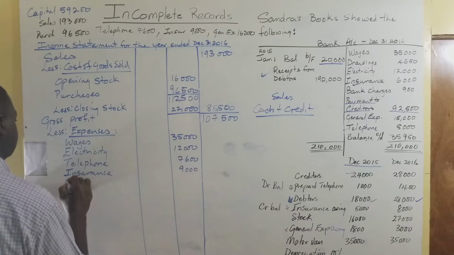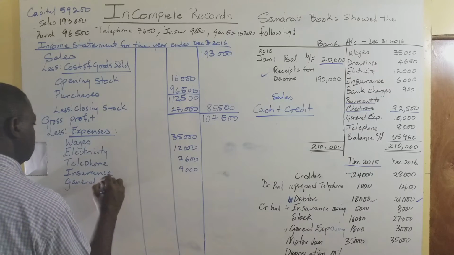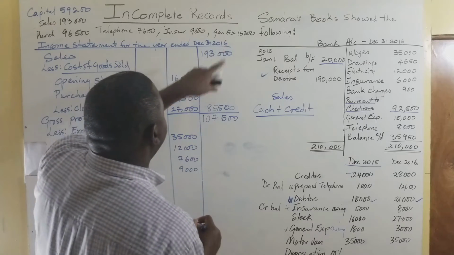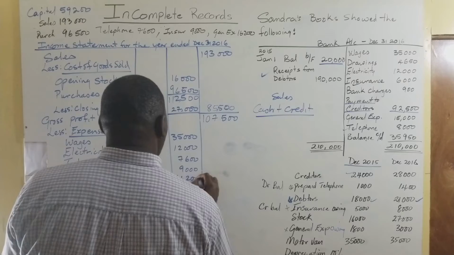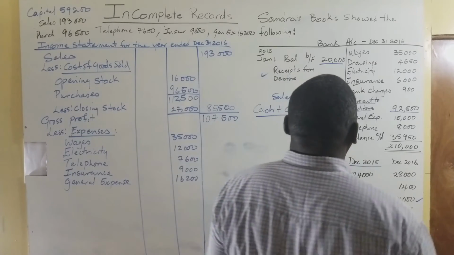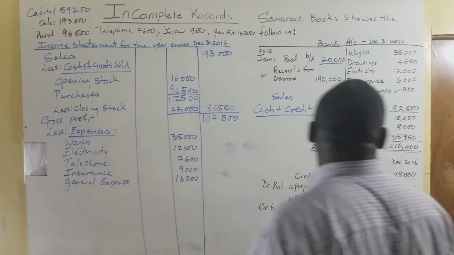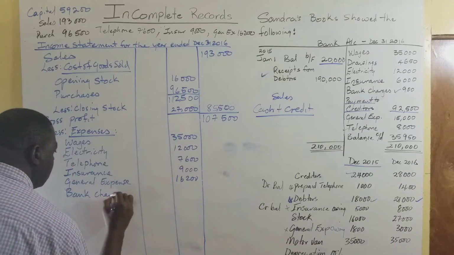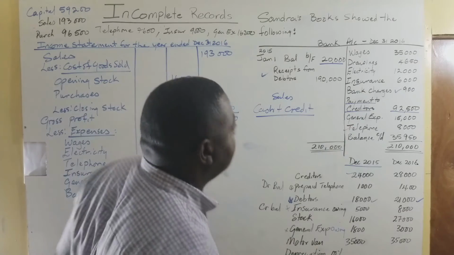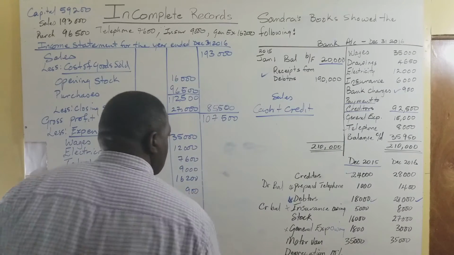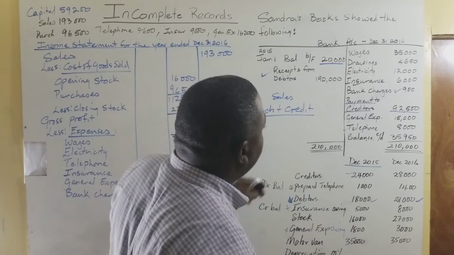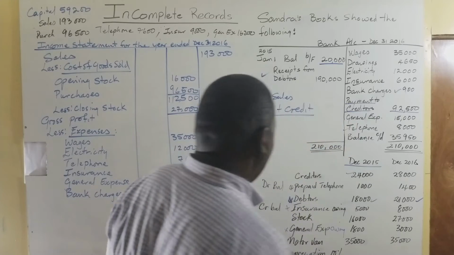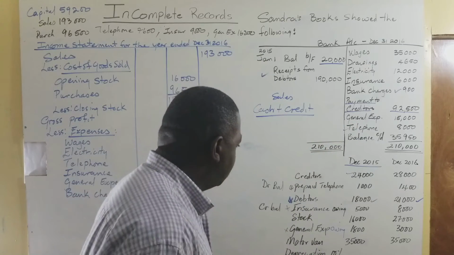Our general expense is 16,200. All right, so we have addressed that. We also have another expense called bank charges. Let's put that in. And our bank charges figure is 900. Right? We're moving on. Having identified, we like to do the double checking to make sure we are not missing any of the items.